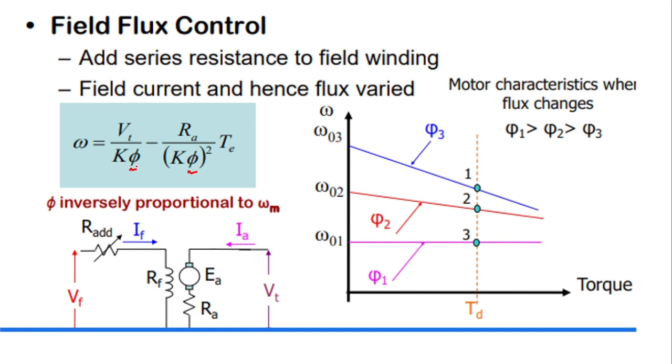So you know the graph itself now. If you were to increase or decrease the flux, say you increase this, your y-intercept will drop. If you decrease this, the y-intercept will increase.